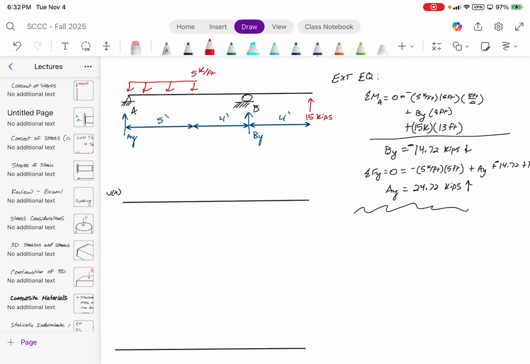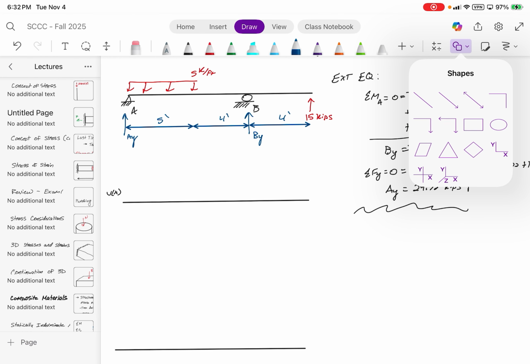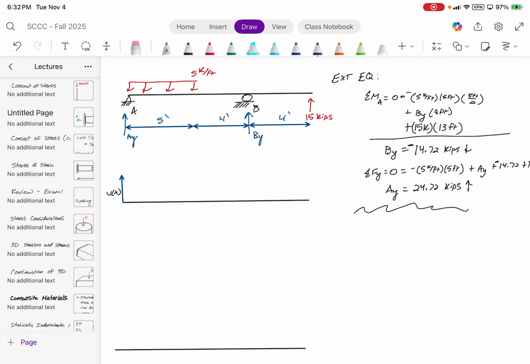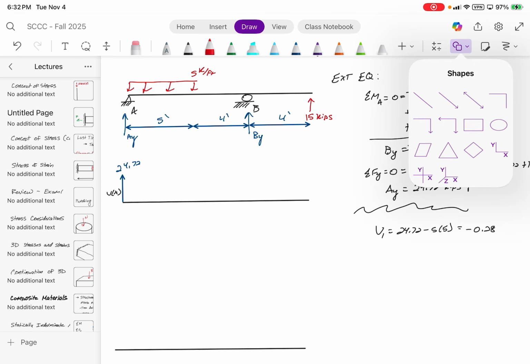All right, so attempt number 2, I'm just going to draw this really quickly. We go up 24.72. Then we compute the first shear point, so 24.72 minus 5 times 5. So 24.72 minus 25 is just going to be negative 0.28. So it brings us to a really small value. That point is going to be roughly here.